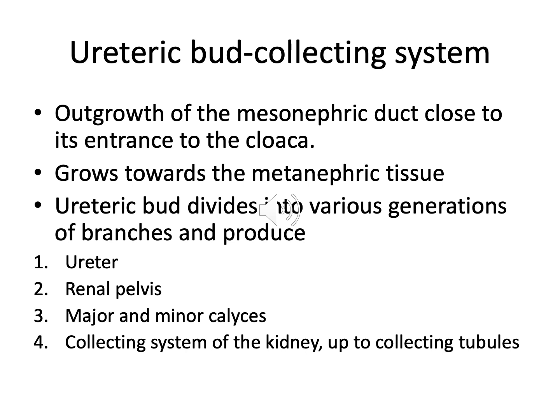As I told previously, the ureteric bud is involved in the development of the collecting system of the human kidney. The ureteric bud is an outgrowth from the mesonephric duct, close to the entrance of the cloaca. This ureteric bud grows towards the metanephric tissue and divides into various generations of branches and ultimately produces the ureter, renal pelvis, major and minor calyces, and the collecting system of the kidney up to collecting tubules.